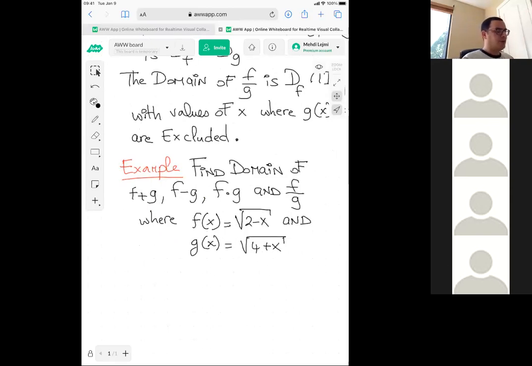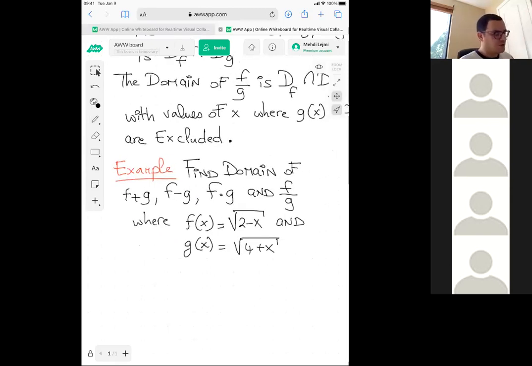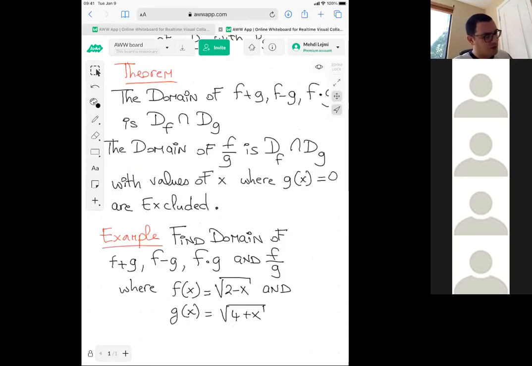So you want to find the domain of f plus g, f minus g, f times g, and f over g. So here, guys, you don't have to compute the exact expression of f plus g or f minus g, etc. Because the theorem says the domain of f plus g, etc., would be the common domain. So the goal here is to find the common domain. Once you find it, that will actually be the domain of f plus g, f minus g, f times g.